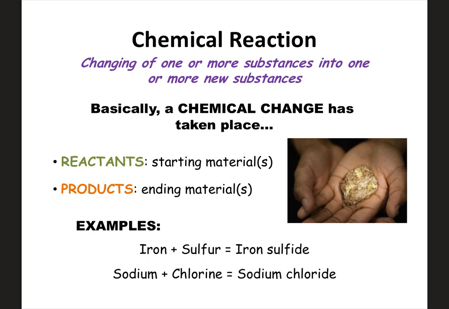If you took sodium and chlorine and reacted them together, they would be your reactants. You would form sodium chloride. Think about this. Sodium is a metal that reacts violently with water. Chlorine is a toxic gas, but when they react and you form sodium chloride, it forms salt, something that you need to live. So you get a new substance here with totally different properties. That's a chemical reaction, a chemical change.